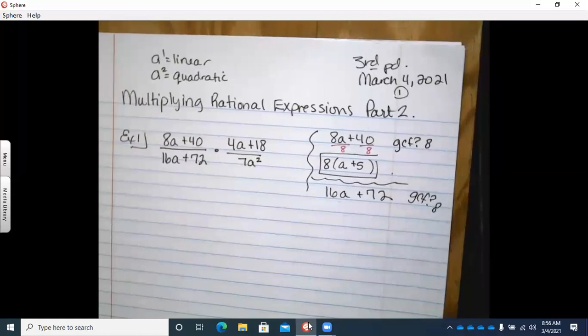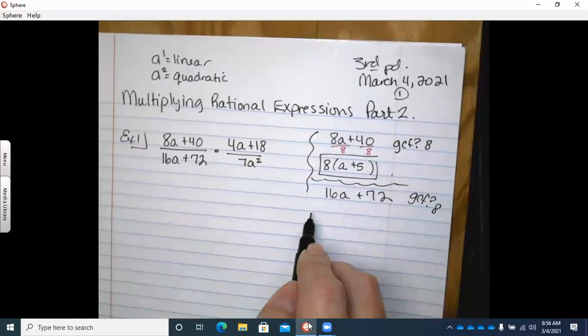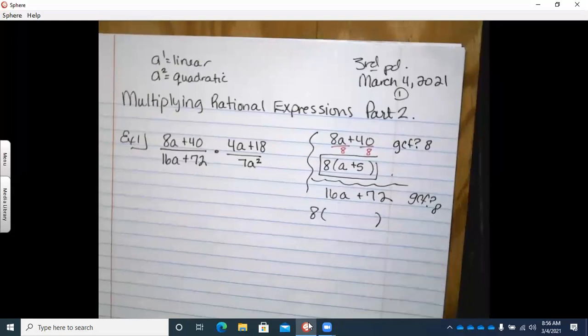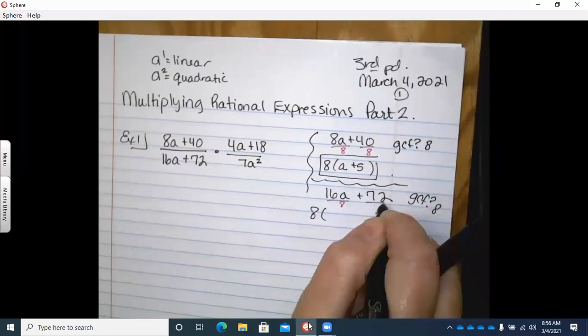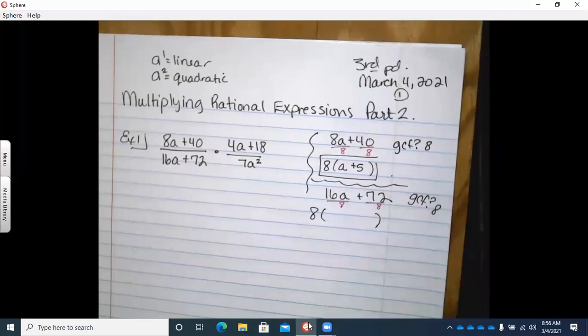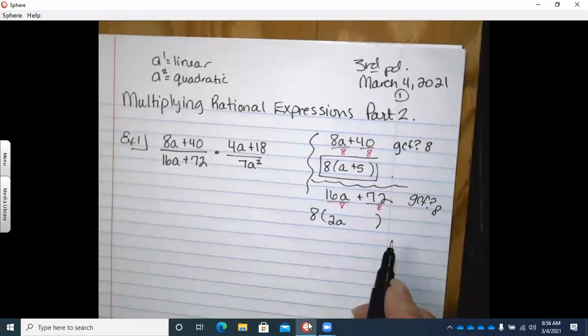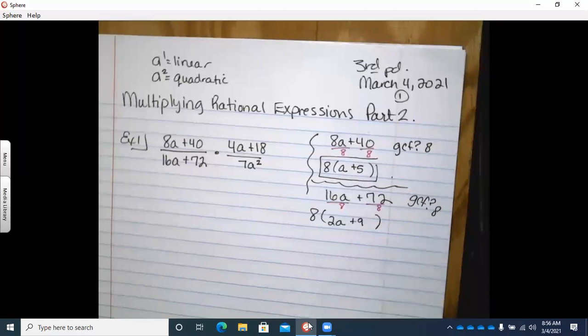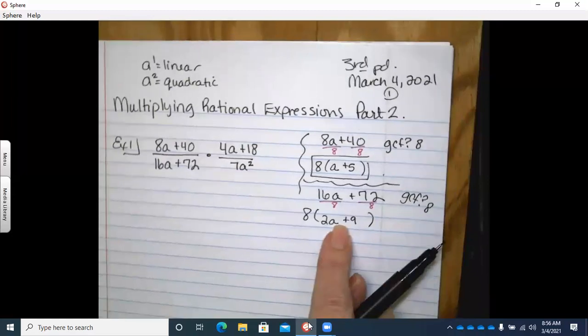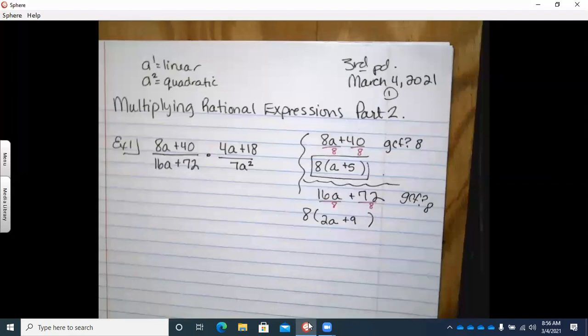Okay? So I'm going to put an 8 outside the parentheses. Divide each term by 8. Whatever's left goes inside parentheses. So what is 16a divided by 8? 2a. What's positive 72 divided by 8? 9. If I had said my GCF was 2 and factored out a 2, what's inside parentheses would still have a GCF. That would let us know, hey, I took out a common factor, but not the greatest common factor. Okay? So I can't do any more factoring here. I'll come back to it.